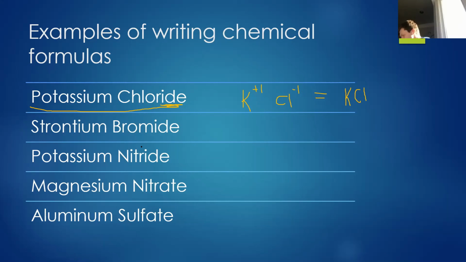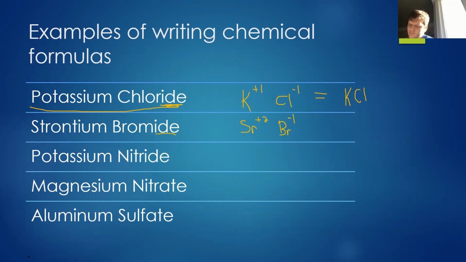The next one, strontium bromide. Strontium is an alkaline earth metal with the symbol Sr. It's in group 2, so it has a +2 charge. And then bromide, once again, we're seeing that IDE ending, so that means it's most likely an element from the periodic table. Bromide is just the IDE version of bromine. So Br is the symbol, with a -1 charge because it's a halogen. All halogens like to form a -1.